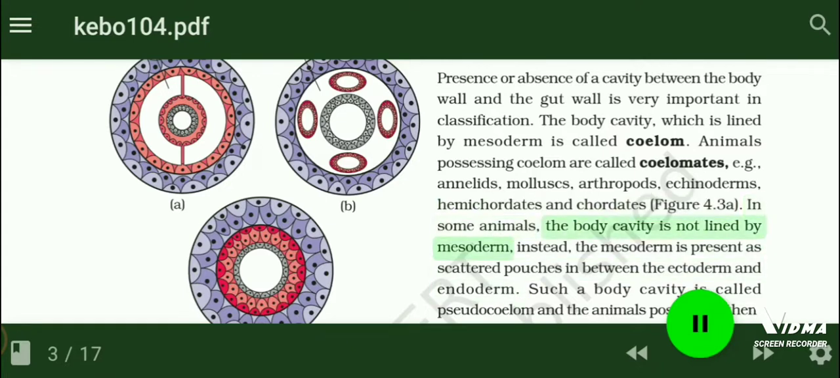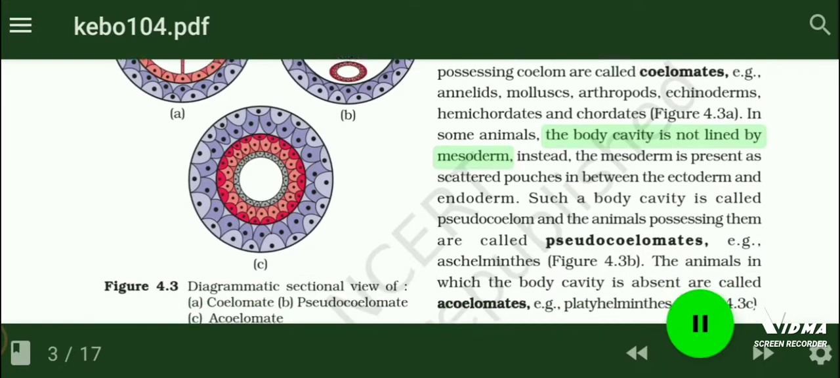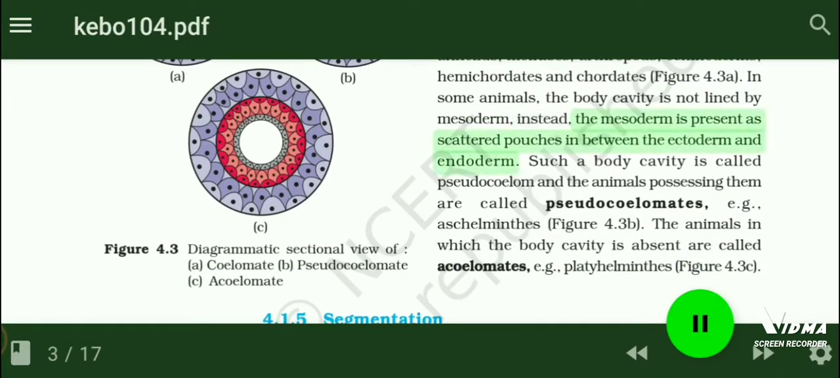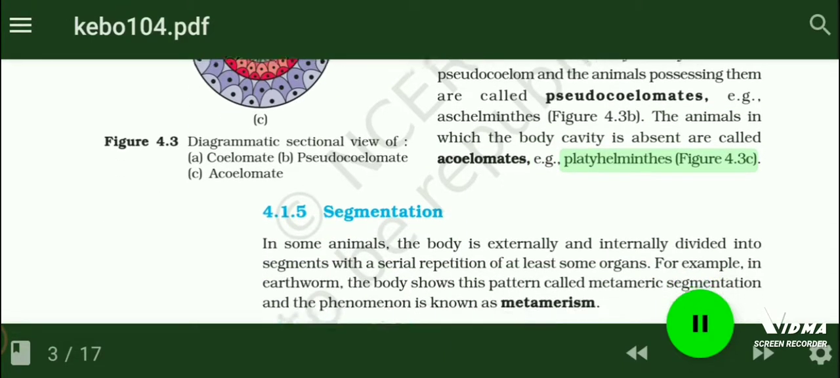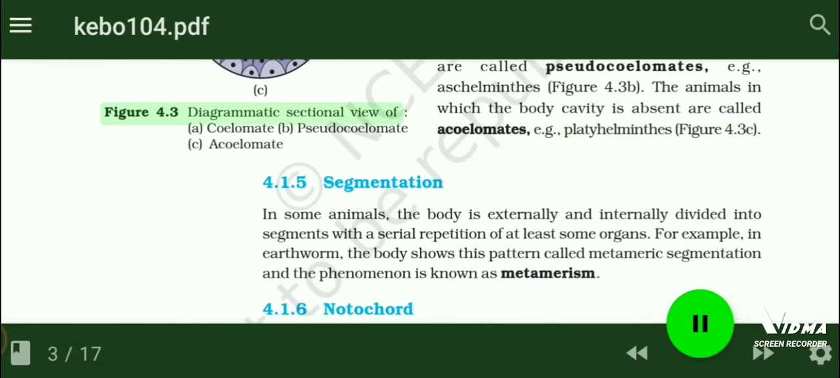In some animals, the body cavity is not lined by mesoderm; instead, the mesoderm is present as scattered pouches in between the ectoderm and endoderm. Such a body cavity is called pseudocoelom and the animals possessing them are called pseudocoelomates, e.g., Aschelminthes, figure 4.3b. The animals in which the body cavity is absent are called acoelomates, e.g., Platyhelminthes, figure 4.3c.